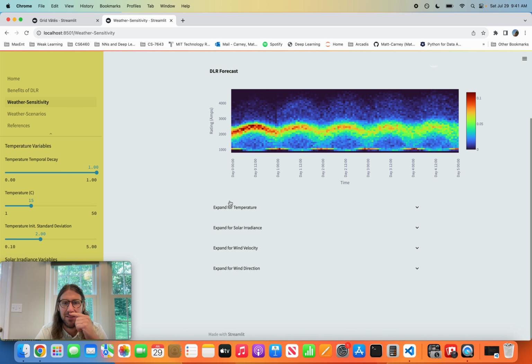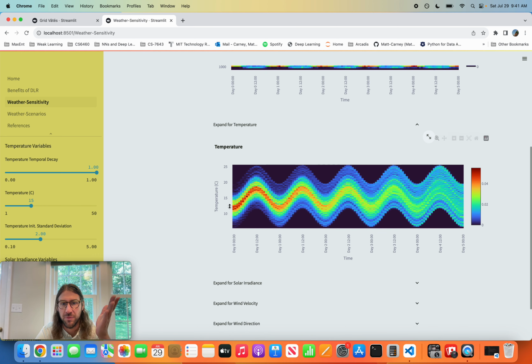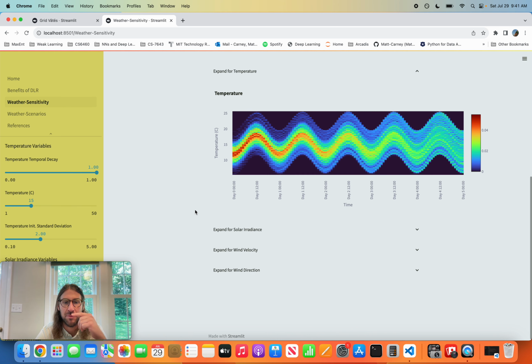Maybe I'll just leave it at that. So temperature goes from normal to the uniform defined by the first and 99th percentile.